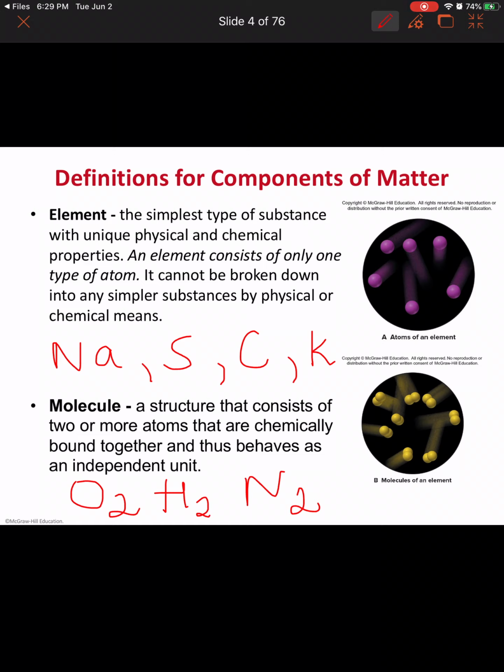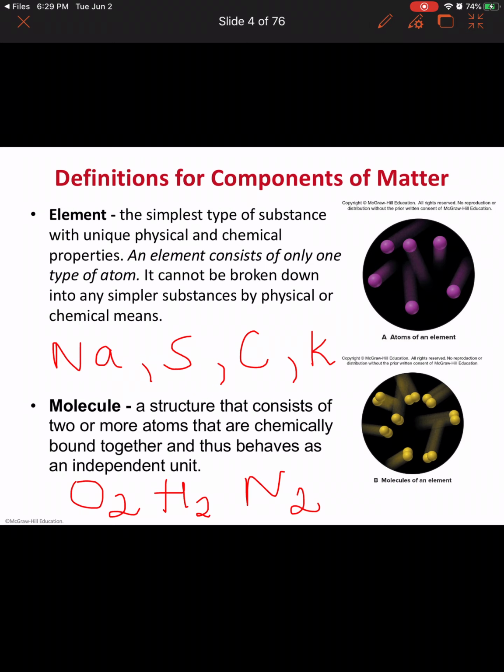Okay. And there are 7 diatomic molecules that you find in nature, for example, oxygen, hydrogen, nitrogen, fluorine, chlorine, bromine, iodine. Those are the 7 diatomic molecules that you find in nature as diatomic molecules, not as a singular element.